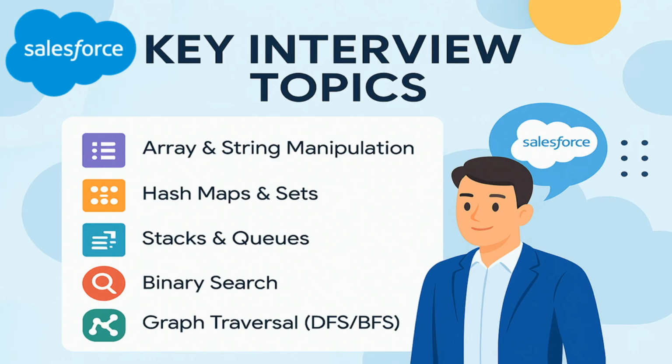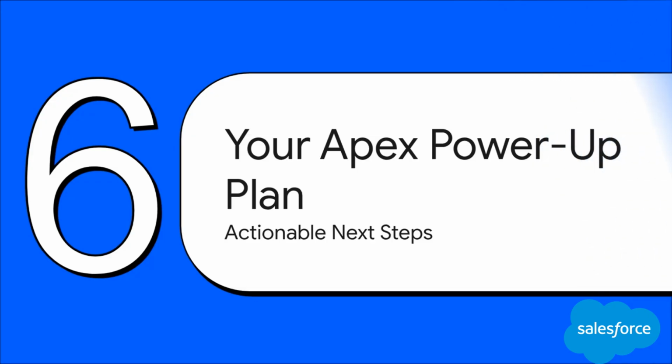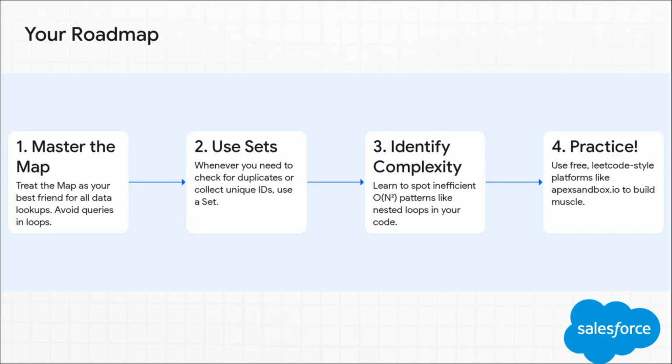So here's the bottom line. Look, mastering maps and sets, that's going to solve like 90% of your day-to-day performance problems. It's huge. But getting a handle on these other topics, that's what takes you from being a solid coder to being a true Apex architect, someone who can design solutions for massive enterprise-scale challenges. Okay, let's bring this all home. I want to give you an actionable plan, a roadmap you can use to start leveling up your code literally today. It's a really simple 4-step plan.